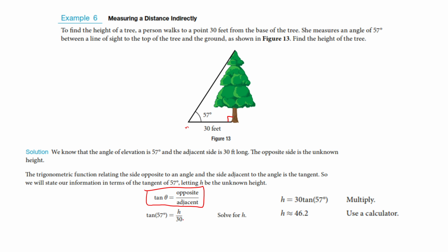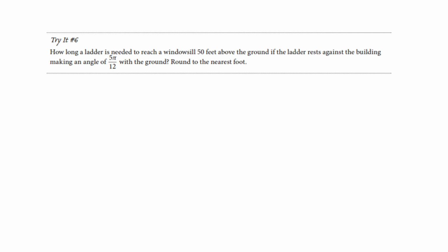I can solve this for h. Just swing the 30 up to the other side, crunch the tangent of 57 on my calculator, and the tree must be about 46.2 feet tall. Does that make sense? We're basically playing a game: if it makes a right triangle, which it will for these problems, and we have a side, and we can measure the angle, we can find anything we want using those trig functions.